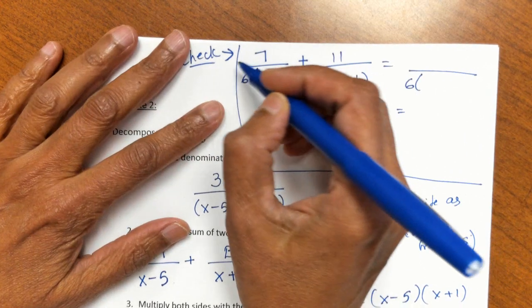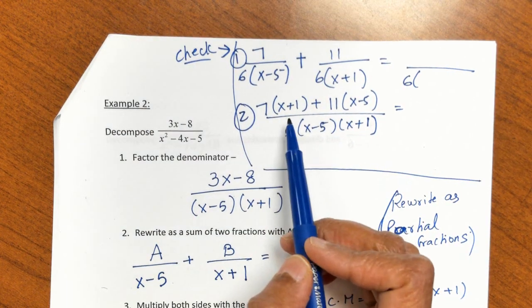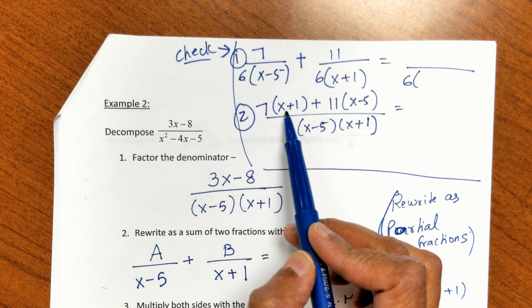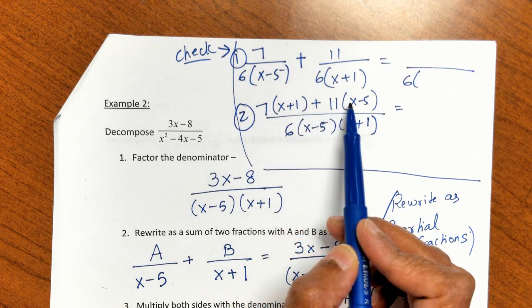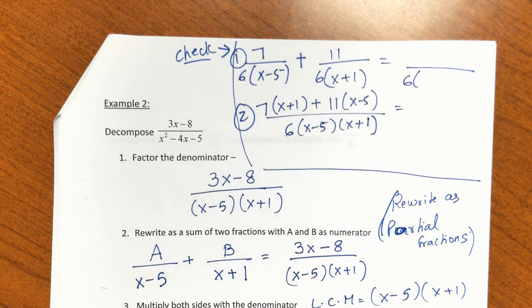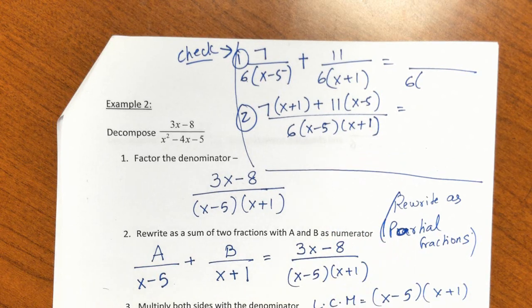Everybody got how we got from step 1 to step 2 with the common denominator? You remember you only multiply the fraction with the missing denominator. This already has 6 and x minus 5, so only x plus 1 is missing. And the second one has 6 and x plus 1, so only x minus 5 is missing. Anybody else? It is easy to get confused. So all I have to do now is add the numerator, and then you will see that the 6 strikes out. The 6 will simplify. Anyway, finish up simplifying the numerator.